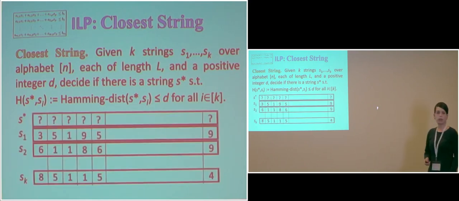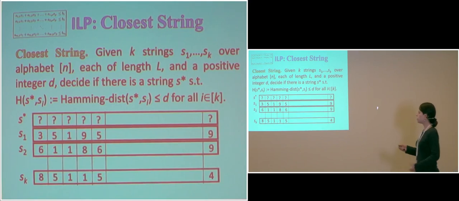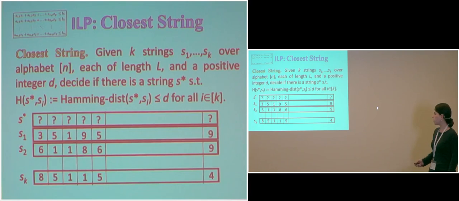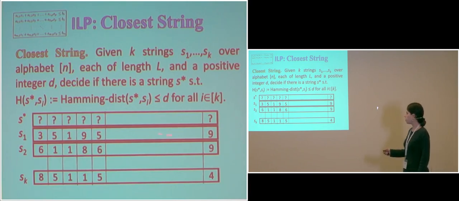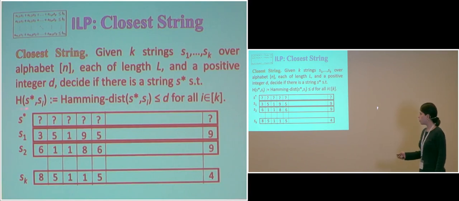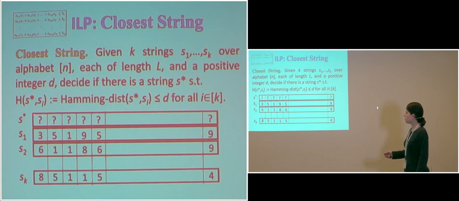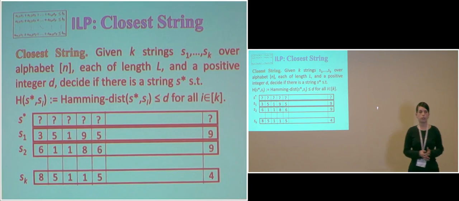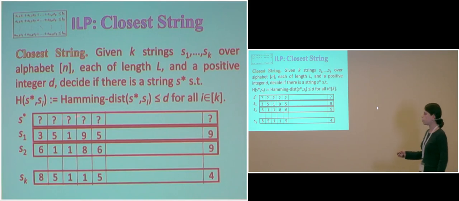We can also think about it in the following picture. We have a matrix where every row corresponds to one of our strings, S1, S2, up to Sk, and we have L columns according to the length of the strings, and we want to find here a string S star. So I look at how many times I have a character different from S1, and how many times does it occur? It should be at most d. So this is exactly what we want to fill up here, the question marks.